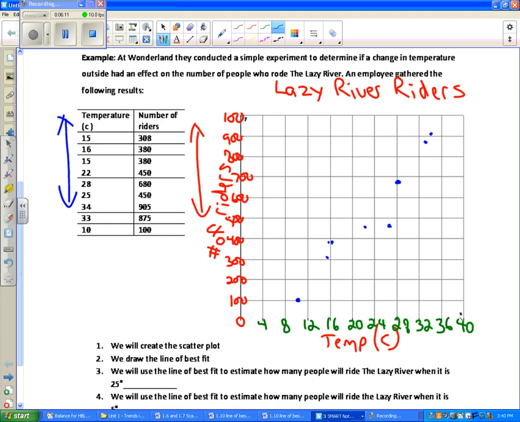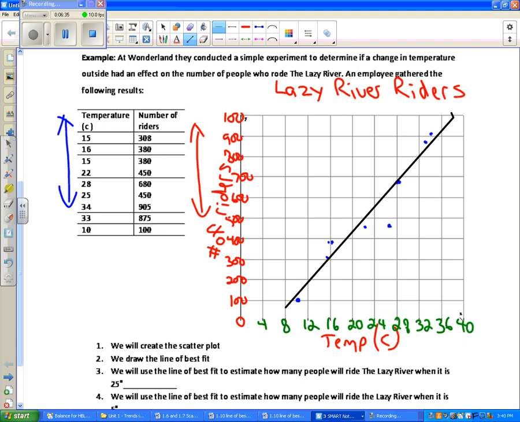So what I'm looking at here is my points. And we can kind of see a trend. We can kind of see that it's going in a direction. But what I want to do is try to create a line that is going to go through as many points as possible and then equally divide, or equally have some on the top and the bottom.